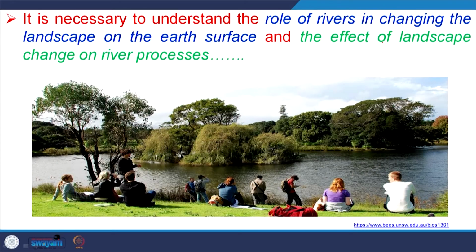So, that means in every stage of our human life, the river is important, starting from its water, its wealth, its peace and the economic minerals. So, we are getting all of this from rivers. That is why the river is important. It is therefore necessary to understand the role of rivers in changing the landscapes on the earth surface and the effect of landscape change on river processes. How landscape change affects river processes, and how the river changes the landscape, both are important to understand. One is influencing the other and the other is influencing the one.